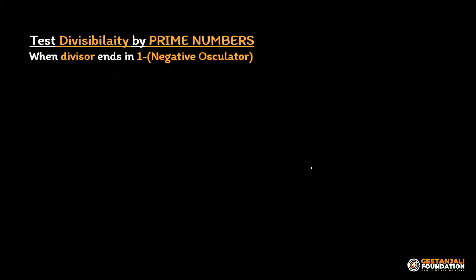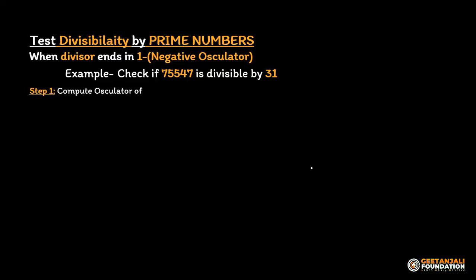Now, let's see when the divisor ends in 1. In this case, we get a negative oscillator. Before starting, I want to tell you that you have to be very careful about the sign in this case. So we have to check if 75547 is divisible by 31.